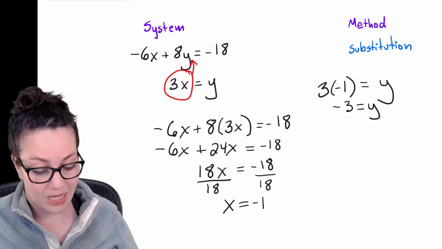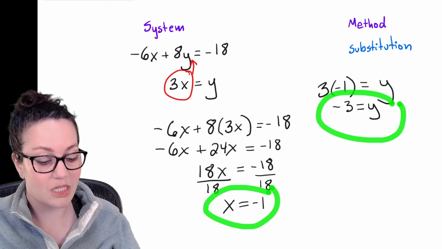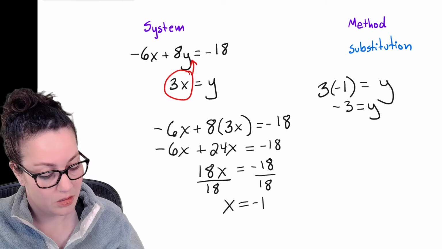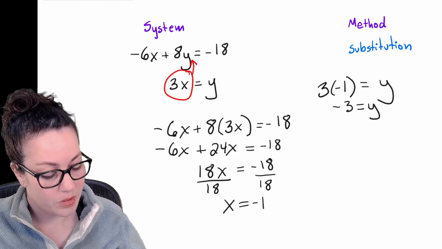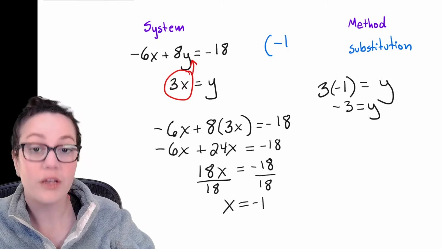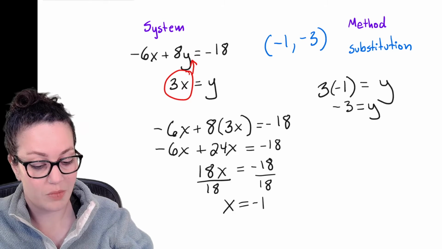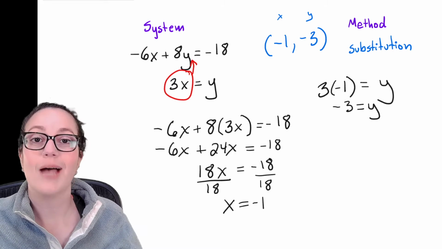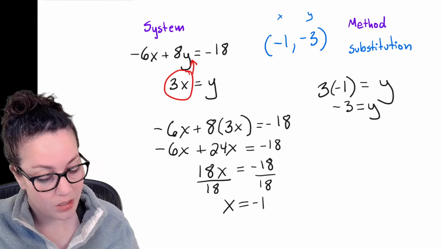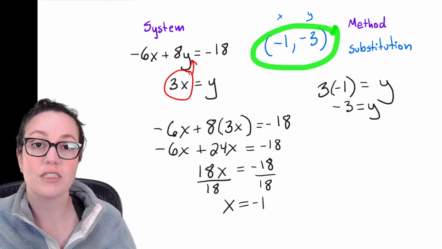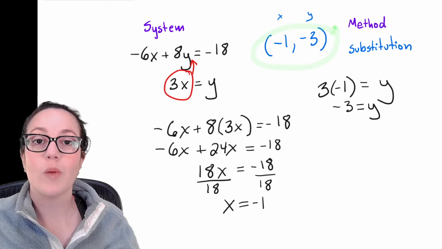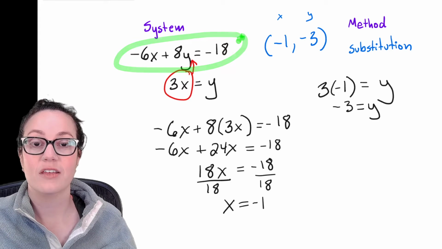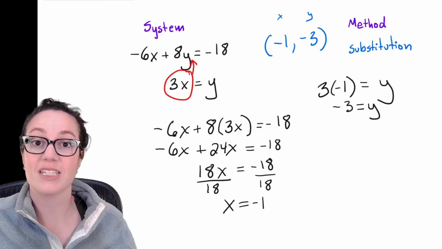So now it looks pretty sure that the solution to this system of equations is going to be negative 1, negative 3, right? Because we always write our coordinates x, then y. But to be sure, I'm going to check it. So I'm going to do the check by taking these values for x and y and plugging them into my other equation, just to make sure that I get a true statement, a number equals itself.